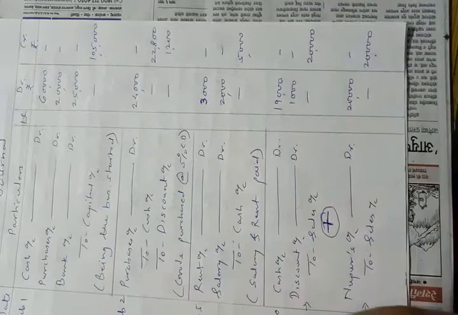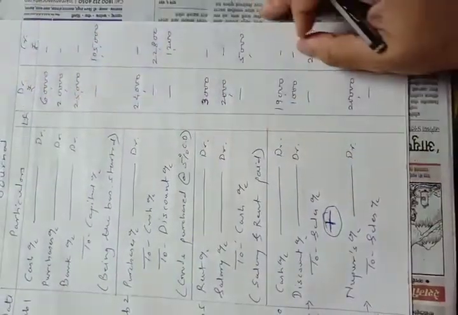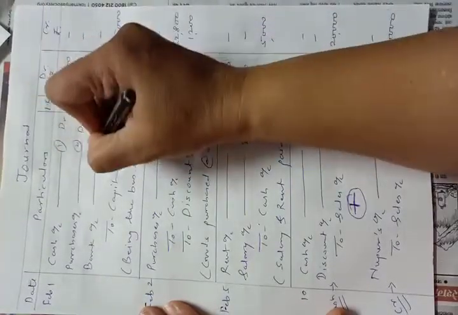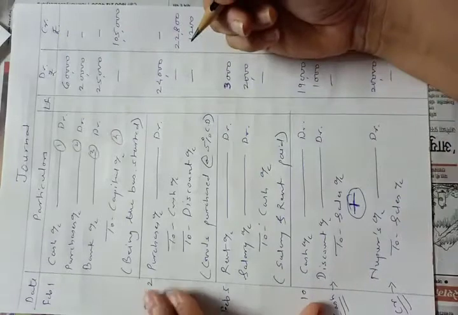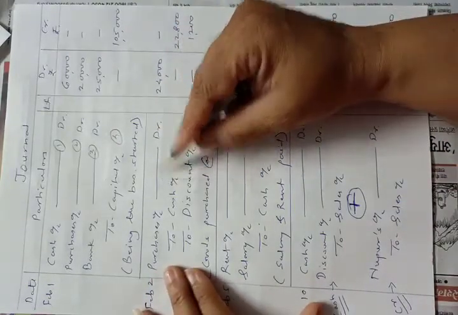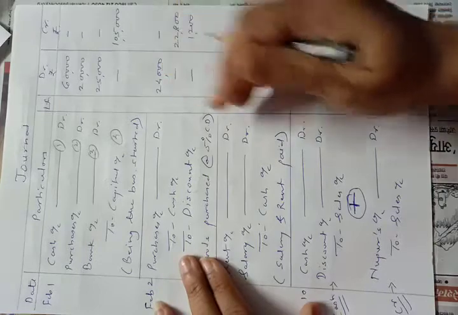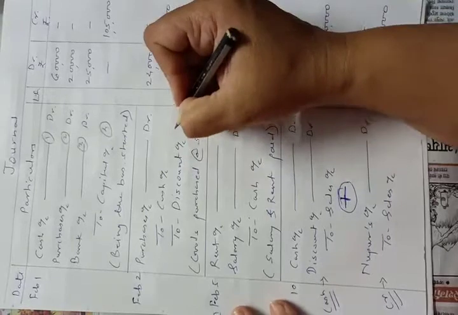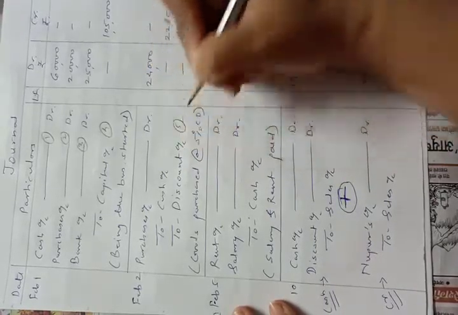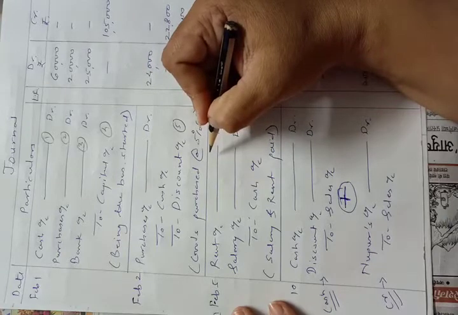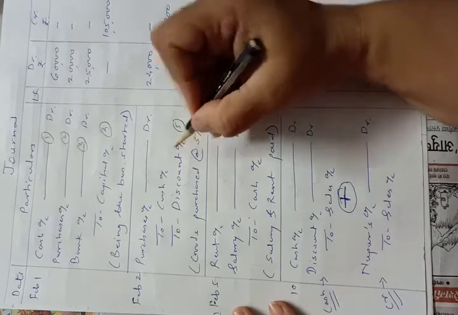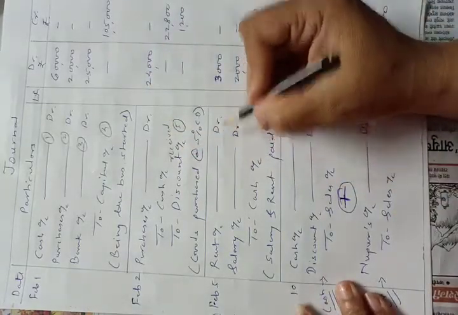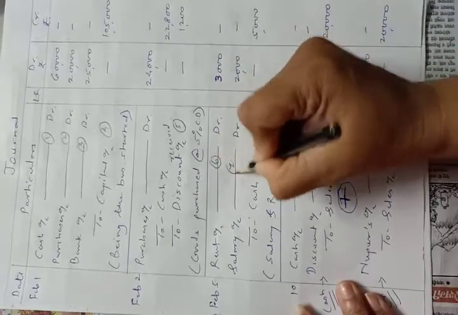Let's see how many accounts we have to prepare. First account we have to prepare is the cash account. Second, purchases account. Third, bank account. Fourth, capital account. Here we have already prepared the purchases account, so no need of preparing it again. Cash account is also prepared, so the discount account will be the fifth account. While purchasing goods we have received discount, so this is the discount received account. Now the next account, the sixth, will be the rent account, and the seventh the salary account.